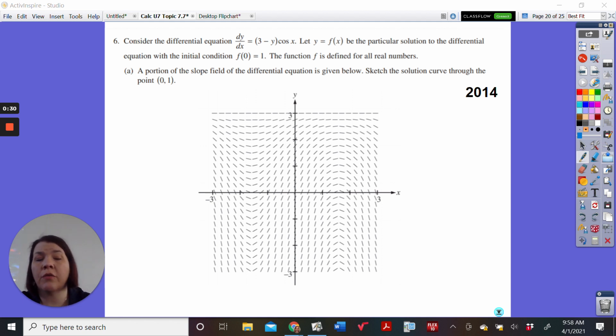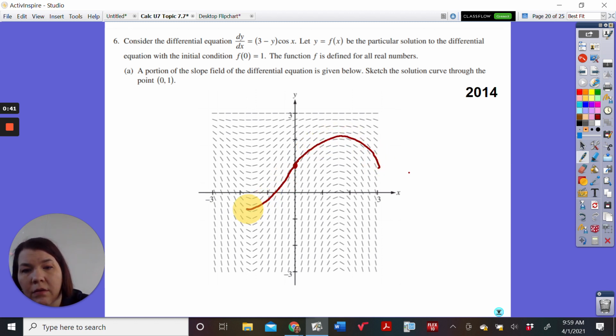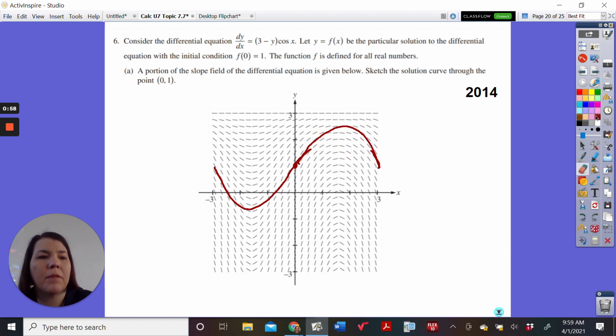Sketch the solution curve through the point (0, 1). So this is the point (0, 1), and I'm just going to try to follow the curves. Maybe it's steeper, maybe it's not, but it does something like this. It's probably steeper over here. You know, it's the general gist. It doesn't have to be perfect. In fact, it's kind of better if it's not. Okay, so there you go. That one's easy.